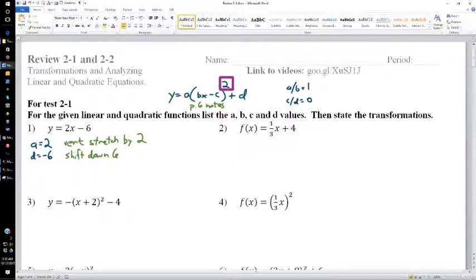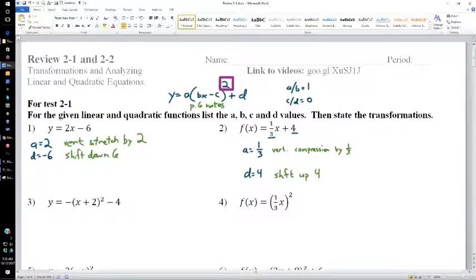Number 2, your f is 1/3 x plus 4. Again, there's nothing in the parentheses, so this is just an a and a d value. So a equals 1/3 and d equals 4. And since a is between 1 and 0, it is a vertical shrink, or I'm sorry, we say compression in this book. Compression by 1/3. You can say 1/3 or 3, but it's 1/3. And then your d value shifts up or down; since it's positive, it's shifting up 4.